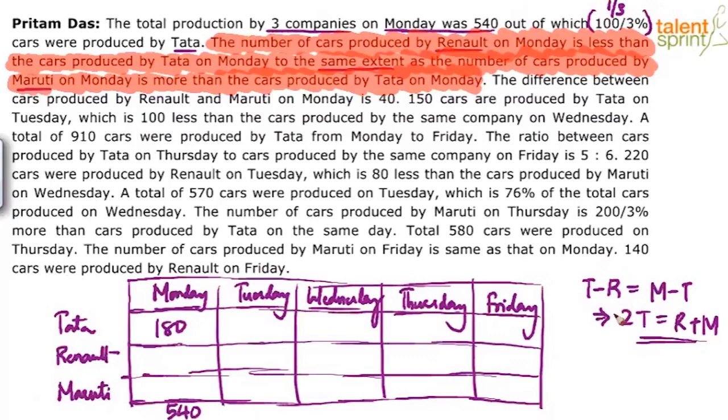You're getting it? See, 2 times T is how much? T is 180, so 2 into T is 360. So R plus M equals 360. Obviously, 540 minus 180 is 360, so these two together will be 360. So it has got no useful information in my view. Look at the next point.